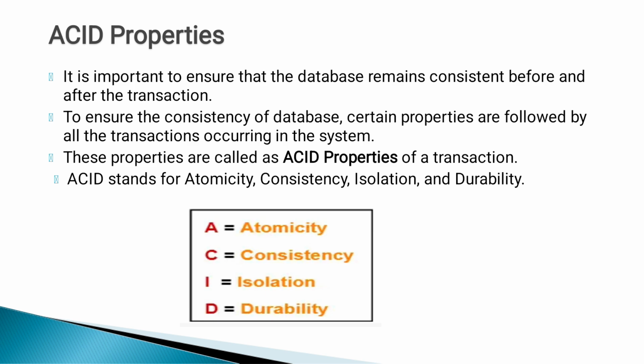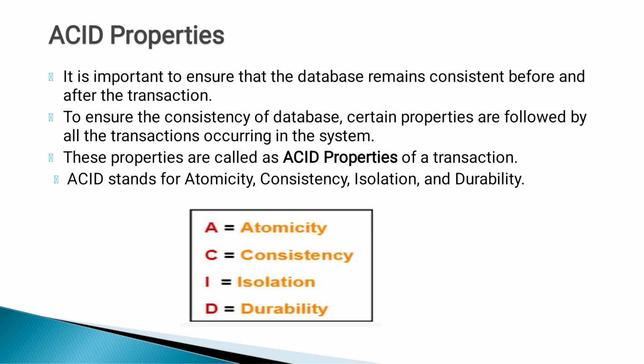In Unit 4, next topic, ACID properties. ACID properties are one of the important properties in the database transaction. The database remains consistent before and after the transactions. The consistency of the database is maintained when all transaction executions occur in the system. This property is called the ACID properties of transaction.